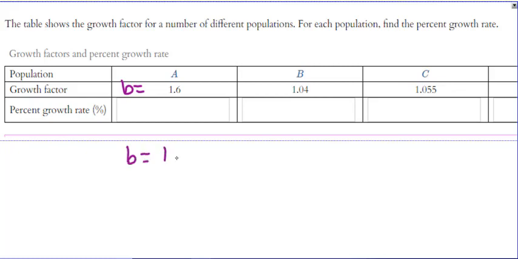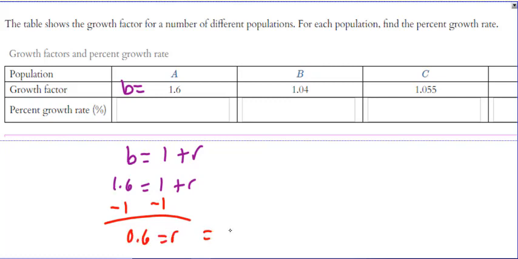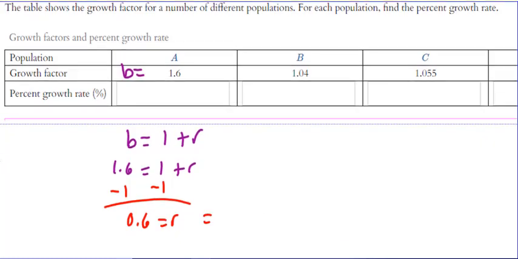So we've got B equals 1 plus R, right? So 1.6 equals 1 plus R, so minus 1, so 0.6 equals R, which is equal to, if you take 0.6 times 100, or just move the decimal 2 places to the right, you get 60%. So 60%, right? 0.6 times 100 equals 60.